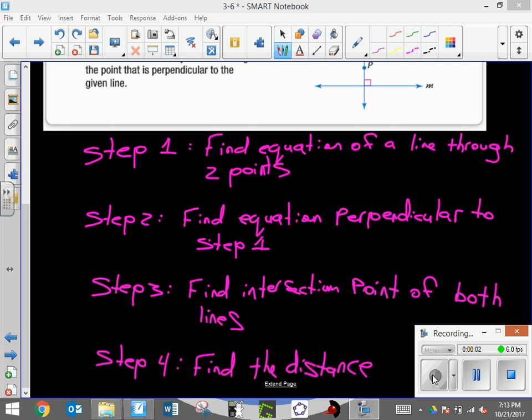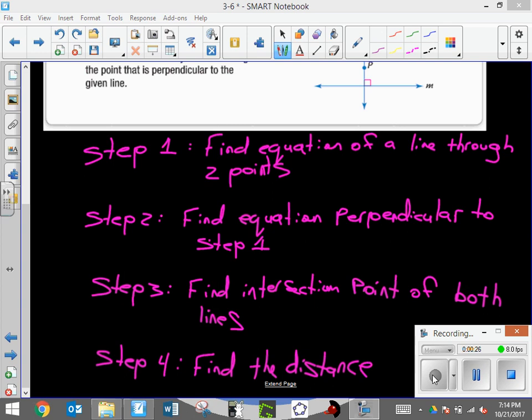Okay, I'm still going to use these steps in this example. So I'm going to have to find the equation of the line through 2 points, find the equation perpendicular to that one, find the intersection, so where do those 2 lines intersect by setting them equal. And then I'm going to use that intersection point and the point that was not on the line to begin with and find the distance between them.